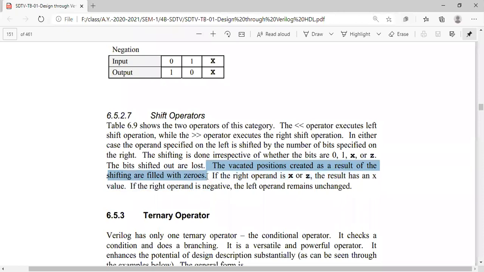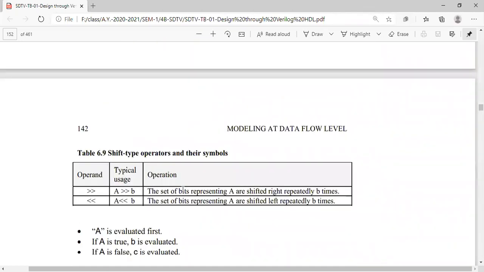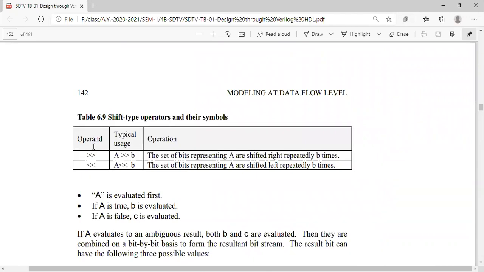Here you see the vacant positions created will be filled with zeros. So this is the operand for shifting right. These things we have already seen, I think, in the previous C language or else VHDL, right? This is shifting right. This is shifting left.